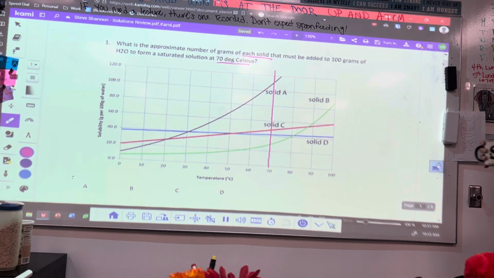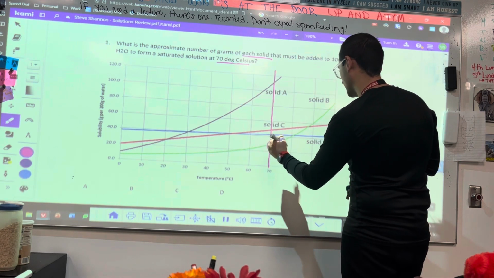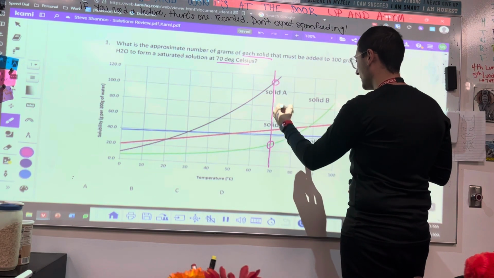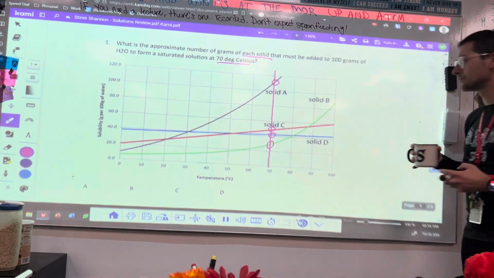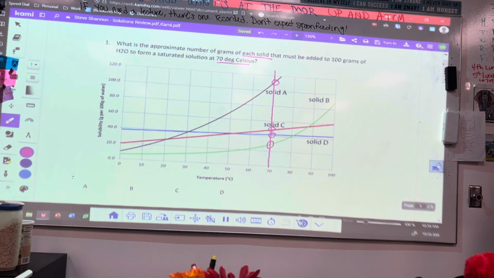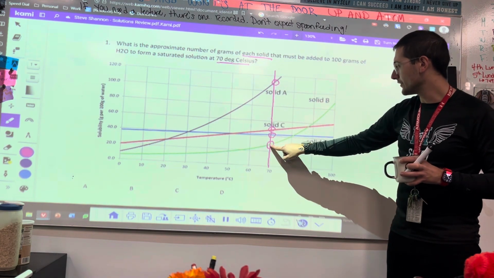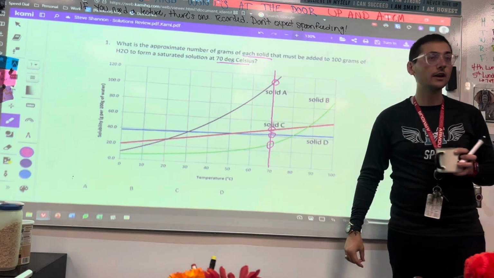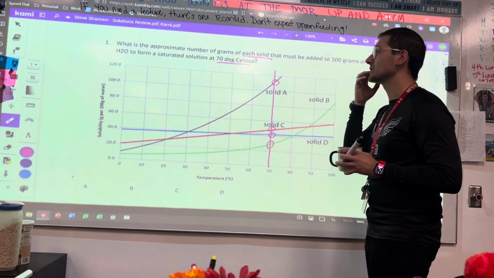Okay, so at 70 degrees Celsius, we need this point for solid B, this point for solid A, this point for solid C, and this point for solid D. At 70 degrees Celsius, this is the saturation point for A. For B, it's down here. For C, it's right here. And for D, it's right here. So the hardest part about this is probably just reading and aligning the graph to what it's actually asking.